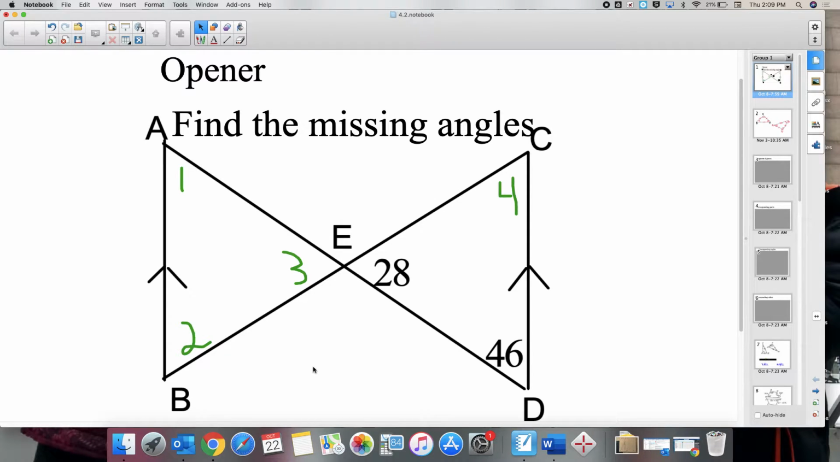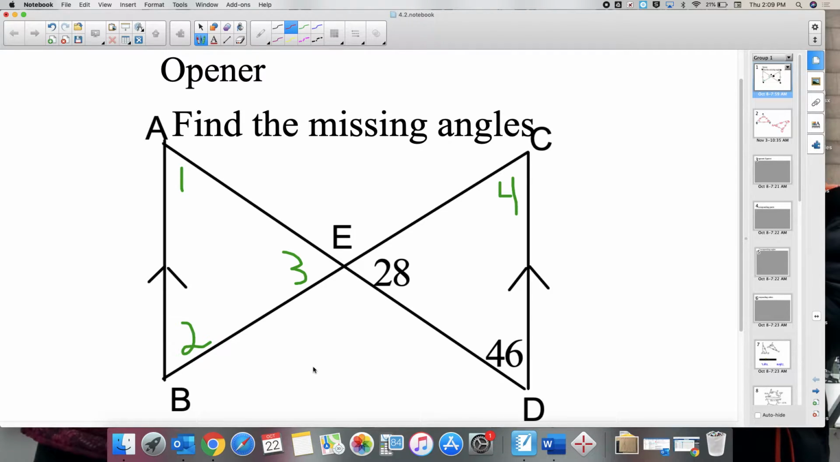In section 4.2, we finally take a look at actually showing your triangles are congruent or figures are congruent and what that idea of figures being congruent means. One of the things you're going to have to show in your proofs is finding measurements of angles and telling which measurements are congruent, and things like that. So in the opener, just a quick little reminder of some of the things we'll be looking for.